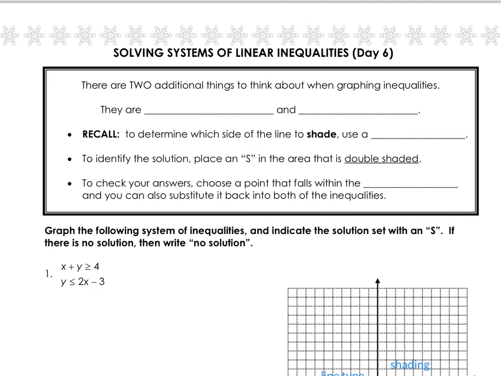Okay, welcome to video 5.6. We're going to be solving systems of linear inequalities. So there are two additional things to think about when graphing inequalities, and this is a recall. They are line type and shading.